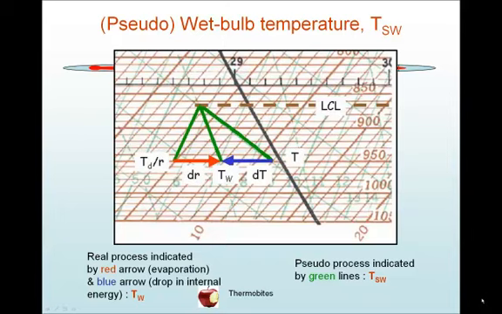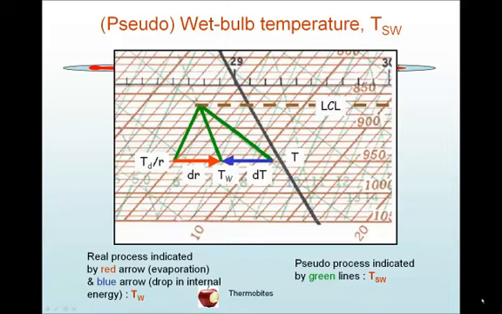There are two versions of the process shown on the diagram. The blue and the red arrows indicate the actual process. The parcel's temperature decreases from T to T_w because sensible heat is being removed from the parcel. Its internal energy is decreasing. The dew point temperature approaches the wet bulb temperature because the amount of water vapour is increasing over time via evaporation. So there's a Δr, the mixing ratio increases.